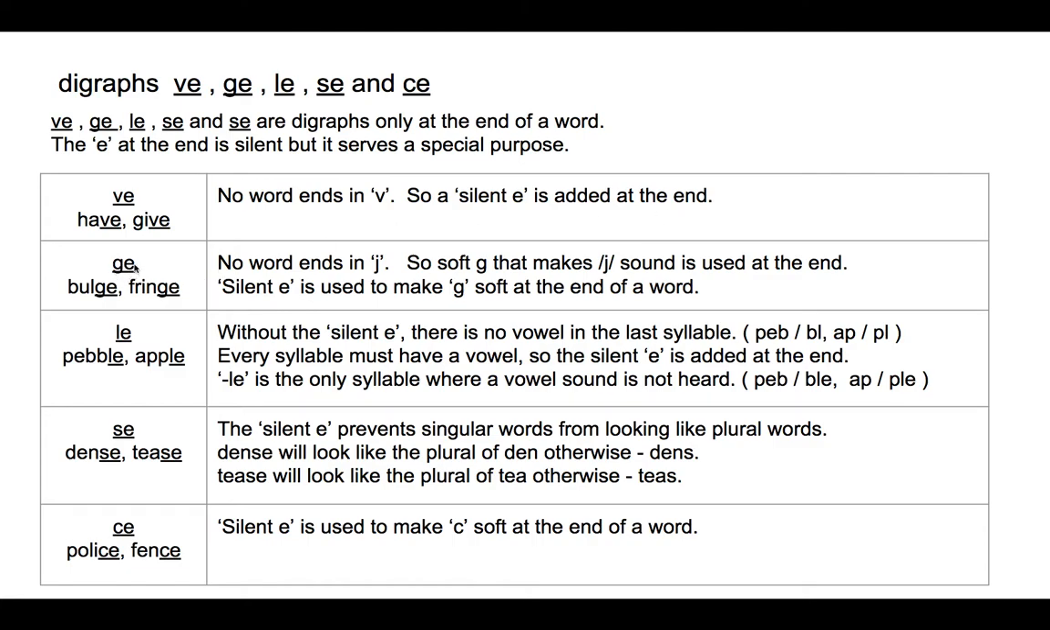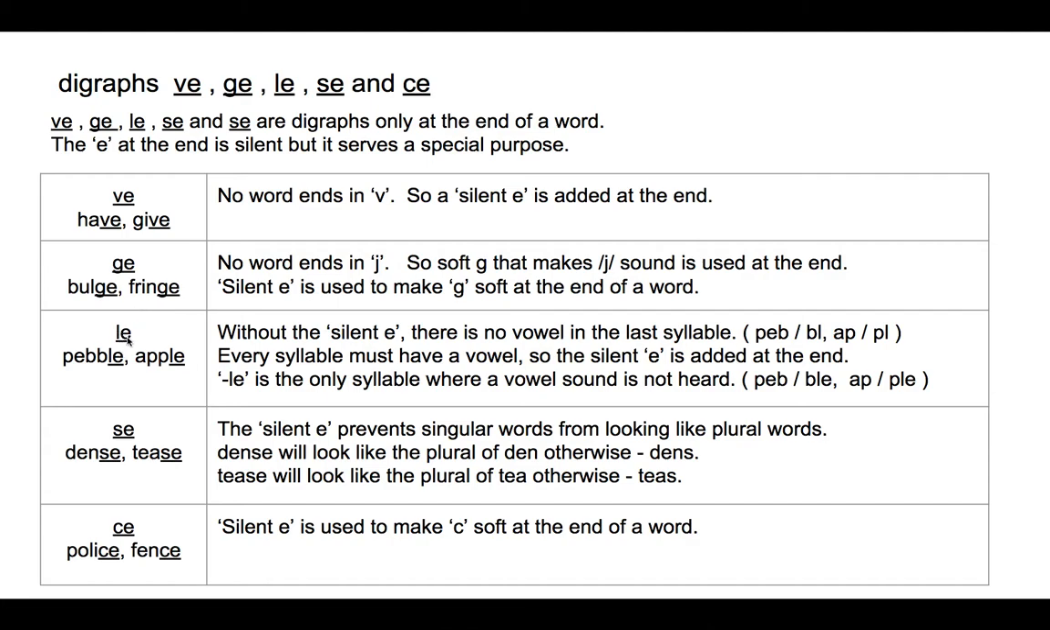The digraph GE makes the sound J, bulge, fringe. No word ends in J in the English language, and so soft G that makes the J sound is used at the end of a word. So the silent E is used to make G soft at the end of a word.